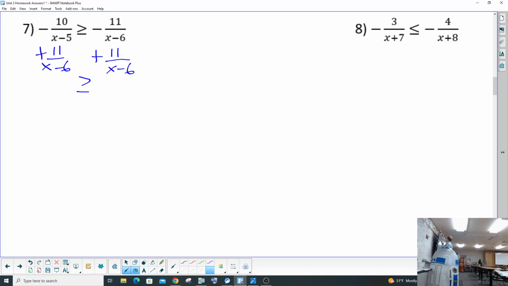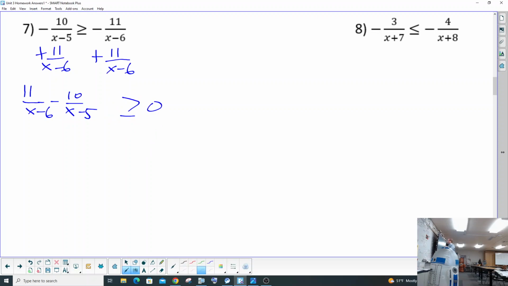So that we get 0 on the right side. And so now we have a positive 11 over x minus 6 minus a 10 over x minus 5, right? And so we have to get a common denominator. I need that other paper. A lot of work going on here. I need that paper because, here's why I might need it.